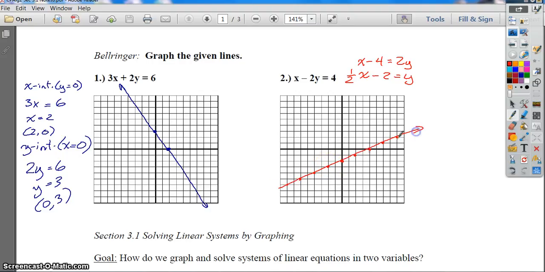If I connect those, there's my graph. Okay, so two different techniques there for 1 and 2. Otherwise, I'm going to skip right through here and get started with your notes.